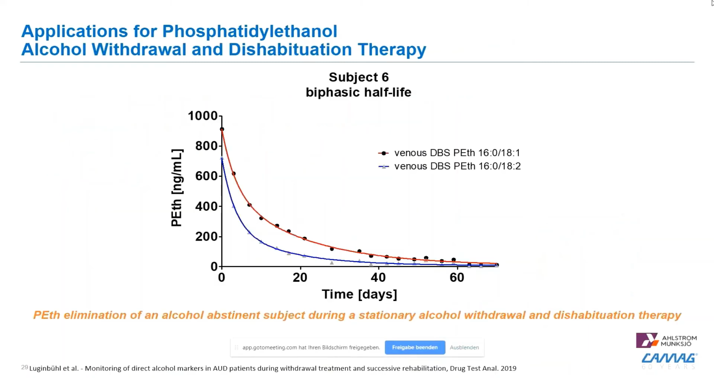Another application where phosphatidylethanol proved to be a key compound is alcohol withdrawal and dishabituation therapy. Here depicted for subject number 6 from a real case study which was performed in Switzerland. We can nicely see for venous DBS, PEth 16:0/18:1 and also 16:0/18:2, that once the subject is abstinent, the phosphatidylethanol concentrations decrease over time.